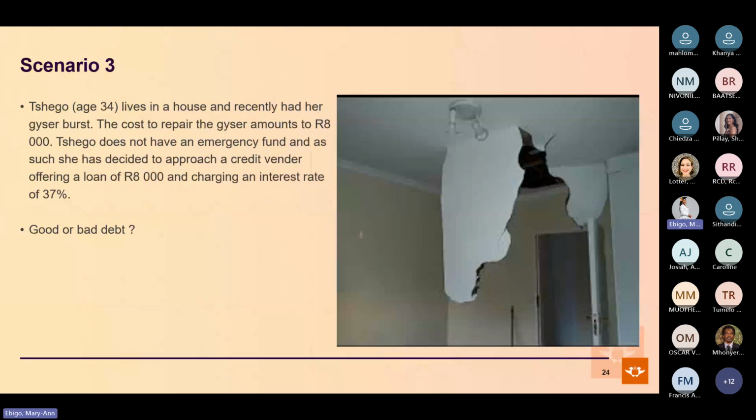So in scenario 3, we have Teho, who's age 34, lives in a house and recently had her geyser burst. The cost to repair the geyser amounts to 8,000 Rand. Teho does not have an emergency fund, and as such, she has decided to approach a credit vendor offering a short-term loan of 8,000 Rand, charging an interest rate of 37%. Would you consider this good or bad debt?